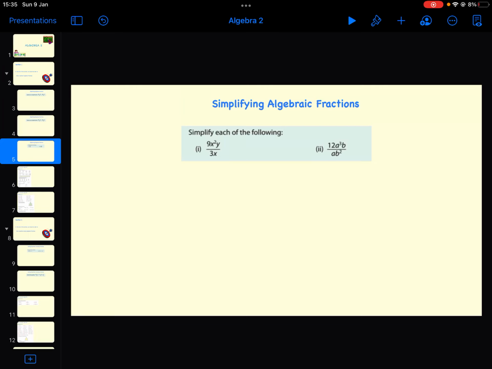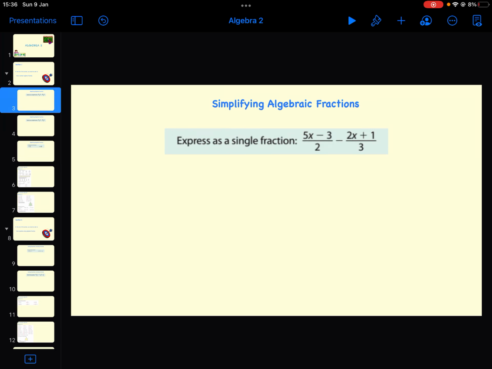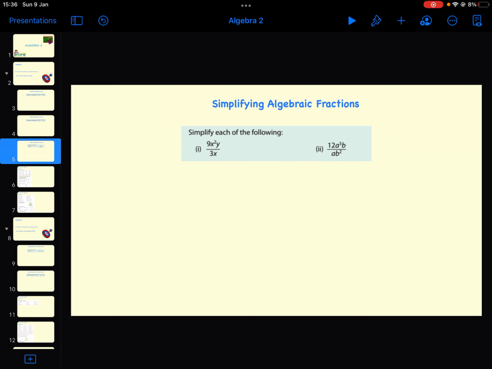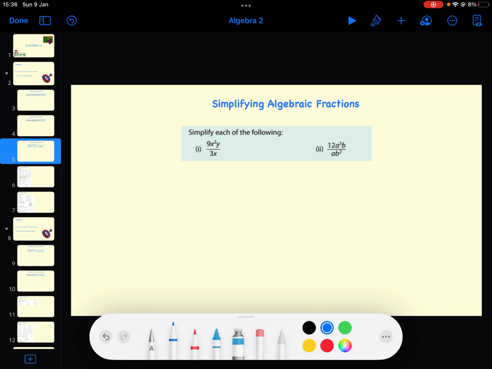There is another approach to simplifying algebraic fractions. In the questions we've just done, there were two fractions and you were asked to add or subtract them, write as a single fraction, or simplify. But in the ones on the screen now, the first question is 9x squared y over 3x, and there's no other fraction. We're not being asked to add or subtract or make a single fraction with another one, but we're still being asked to simplify.